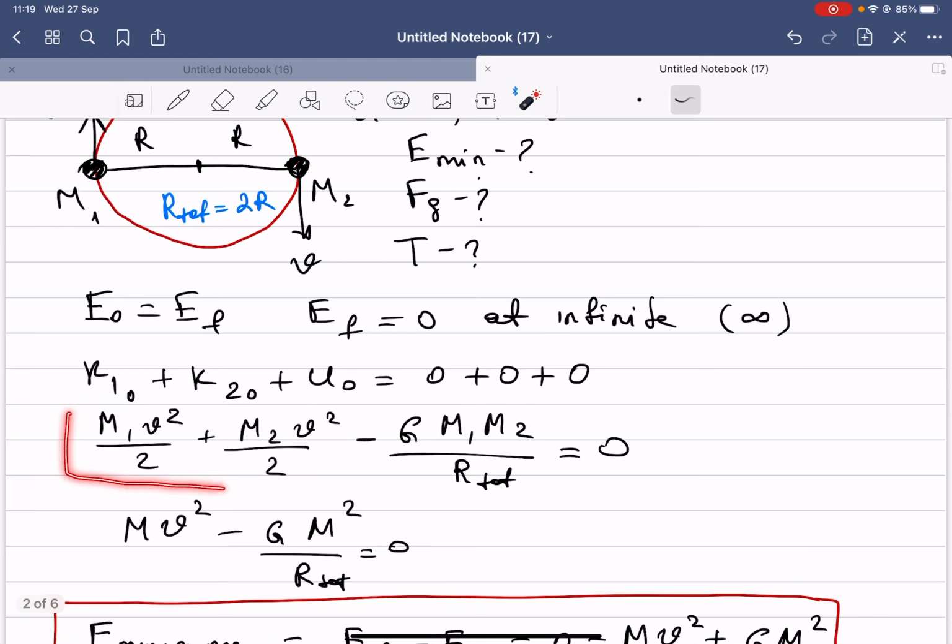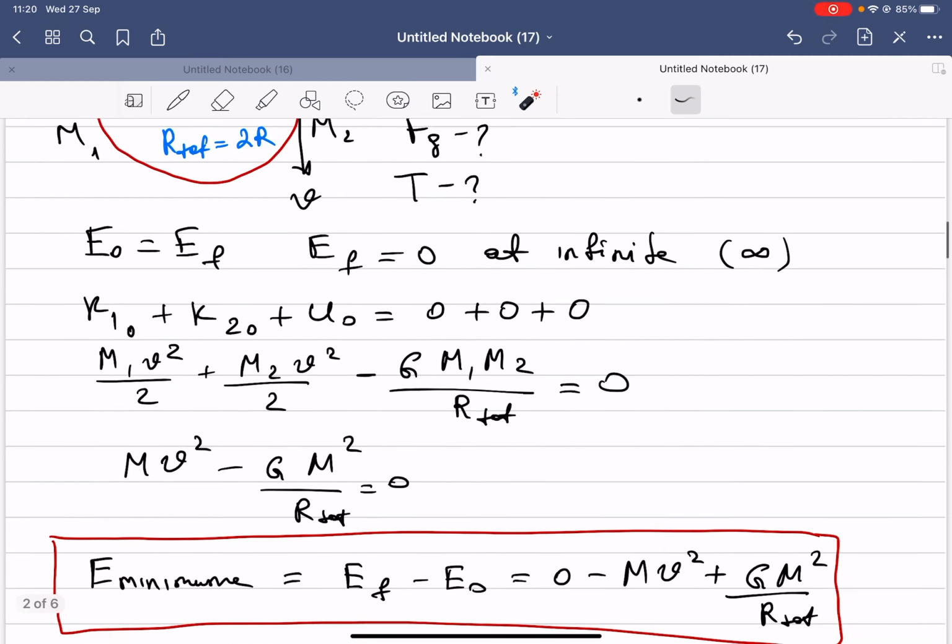So let's write down the formula: m v squared over 2 plus m2 v squared over 2 minus the potential energy of this one, which will be G m1 m2 divided by r total. R total is this distance, okay? From there we know that by adding these two of them we'll get m v squared minus G m squared over r total is equal to 0.